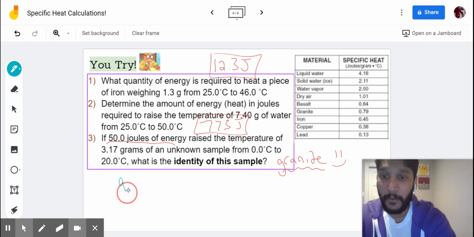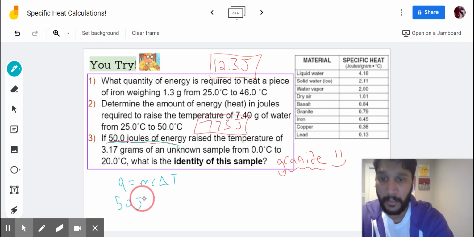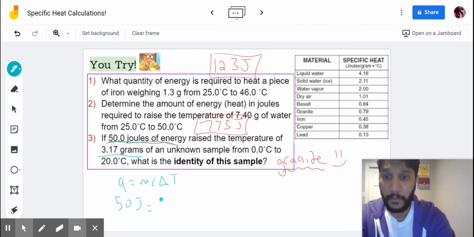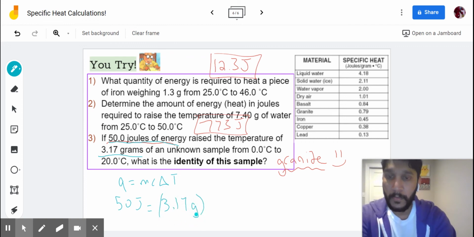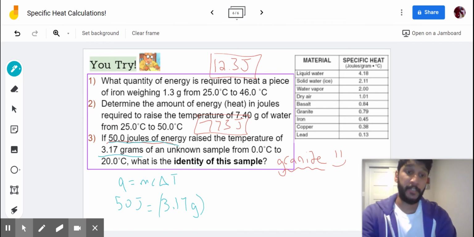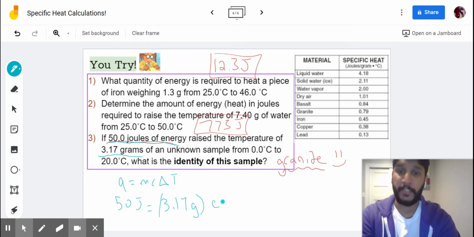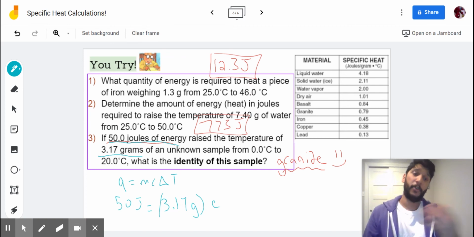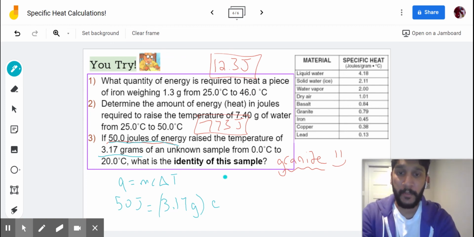So again, I would just write my equation. Q equals MC delta T. This time I'm given my joules, so I'm given 50 joules, my Q. I'm also given my mass, 3.17 grams. I don't know what the sample is, so I'm not going to know its specific heat. But I do have the change of temperature. It's going from 0 degrees Celsius all the way up to 20 degrees Celsius. So if I take my final minus my initial, 20 minus 0 is just going to be 20.